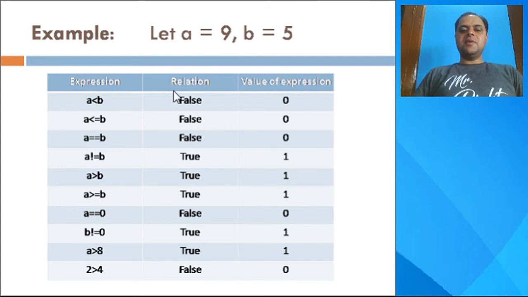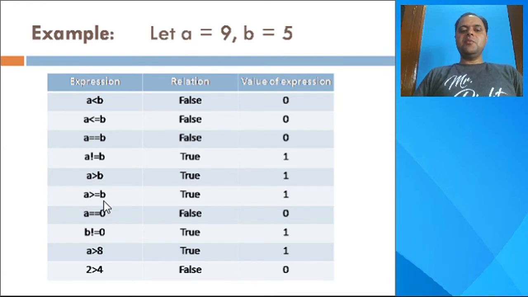a is not equal to b. So a is 9, b is 5. So a is not equal to b. It means this expression, the relation between these two variables, is true. So the value of the expression is 1. a is greater than b. a is 9, b is 5. So a is greater than b. This is true. So the value of the expression is 1.